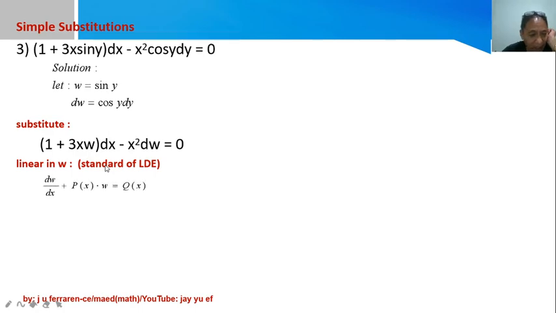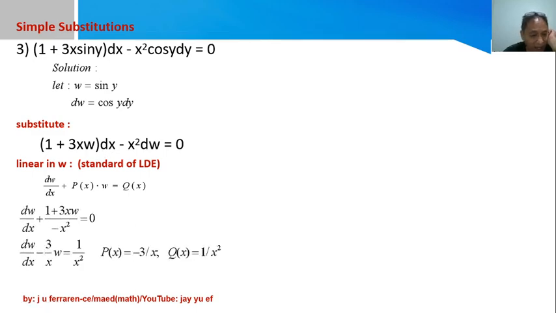And as a guide, my standard form can be dw/dx plus p of x times w, and a purely x function which can be placed on the other side of my equation. So dw over dx, and this is divided by minus x squared. This is now the result: dw/dx must be followed with a term containing a factor w. So I can reduce x with the x squared. So we have negative 3 over x, times w, and the negative term which is transposed is 1 over x squared. So right here, I have the p of x and the q of x, correct?